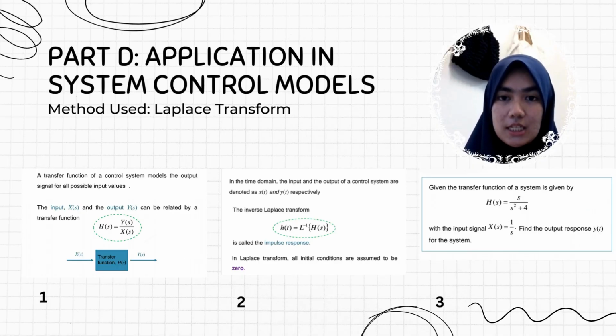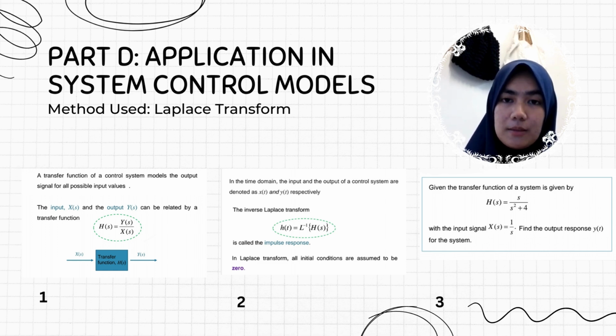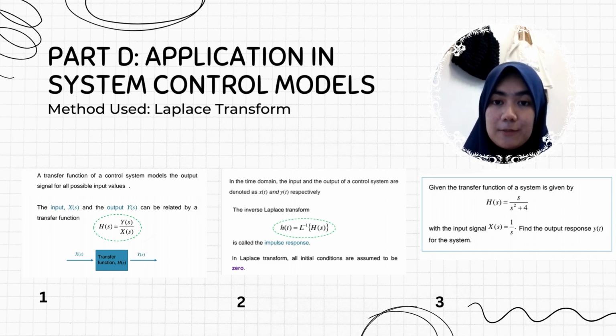My name is Nuraina Nadia binti Muhammad, matric number AN230020, and I will explain about an application that relates to mathematics. So for this question, I will explain about solving the transfer function in a control system model.